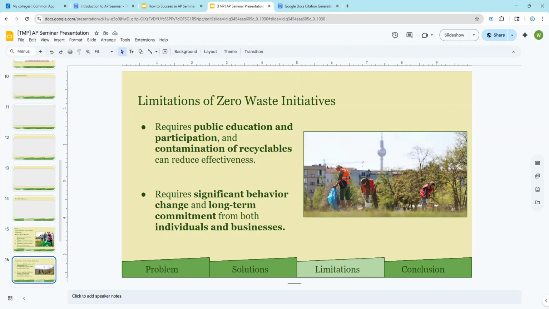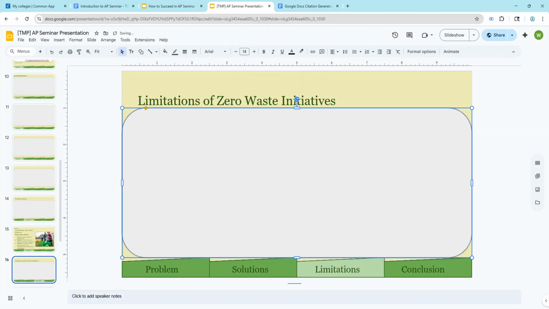So you see that vested interest that I was talking about earlier when I was talking about lenses, perspectives, and stakeholders and their definitions. Once again, we have a supportive image.